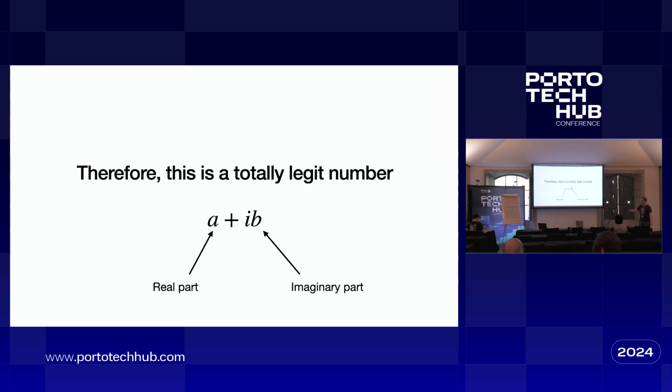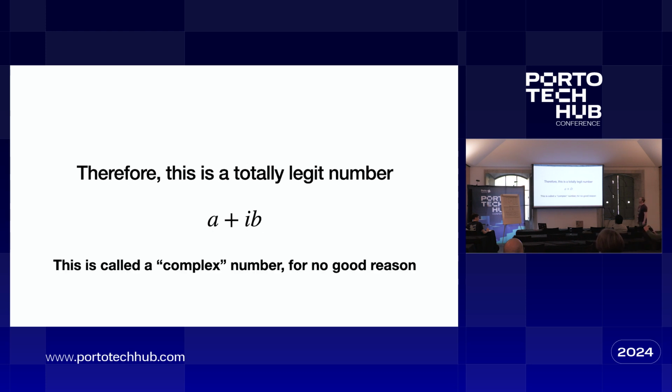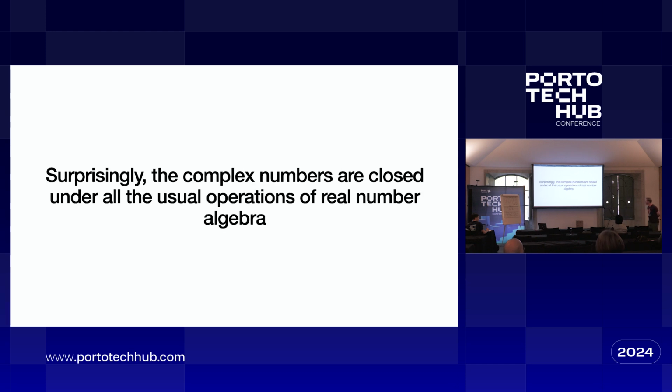We call a the real part of the number, and b the imaginary part. That's the stupidest name I've ever heard. All numbers are imaginary, it's ridiculous. For no good reason, we call this a complex number, even though it's obviously one of the simplest things you could possibly imagine. Very surprisingly, these complex numbers of the form I just wrote, a plus ib, are closed under all the usual operations of algebra. Incredibly surprising, right?